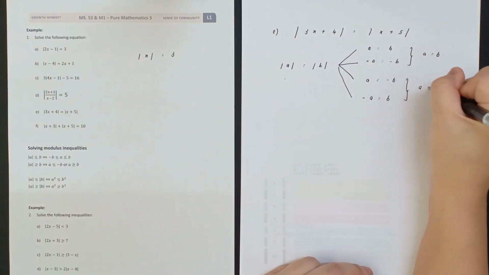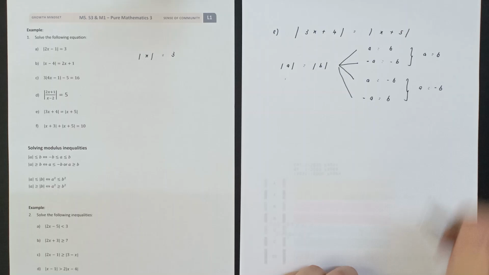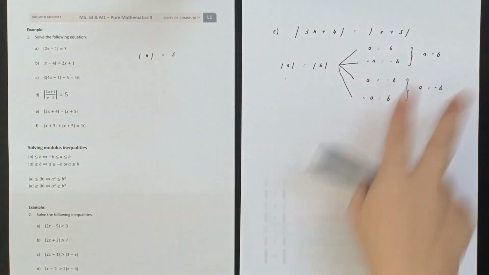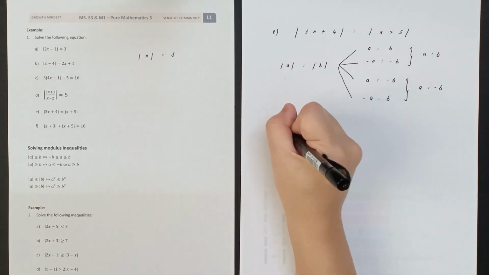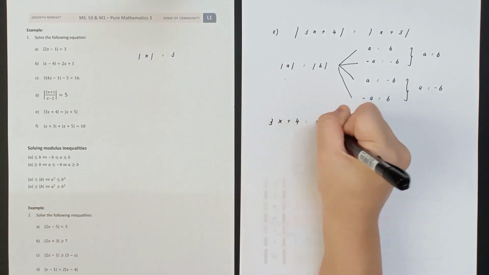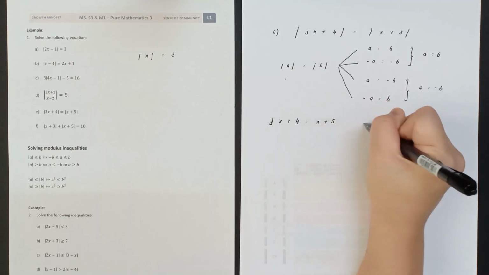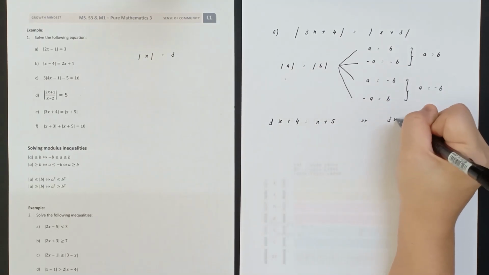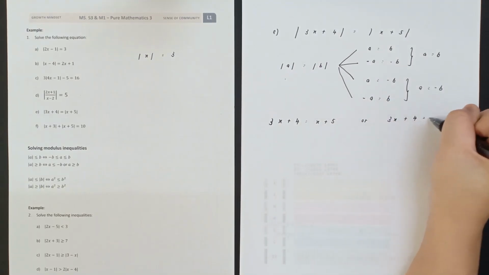So that's why this is going to be the same as well. So if you have modulus on both sides, you do exactly the same idea, but you just make sure that the modulus is on both sides. Okay, so 3x plus 4 equals x plus 5, or the other one, 3x plus 4 equals negative x plus 5.